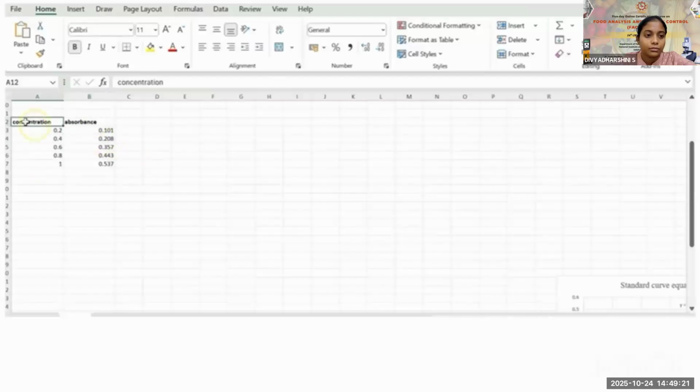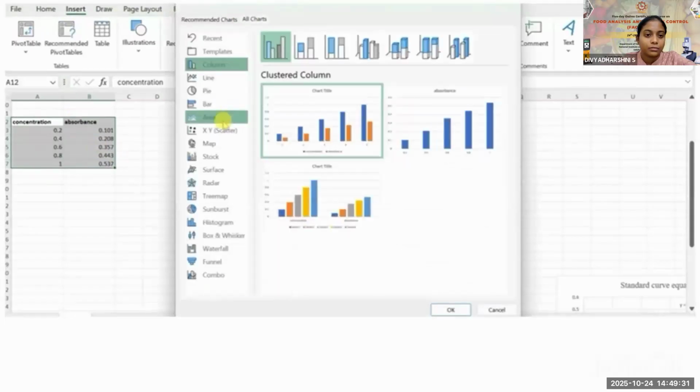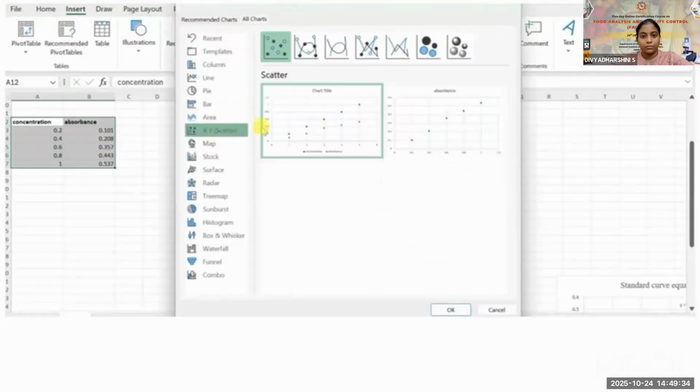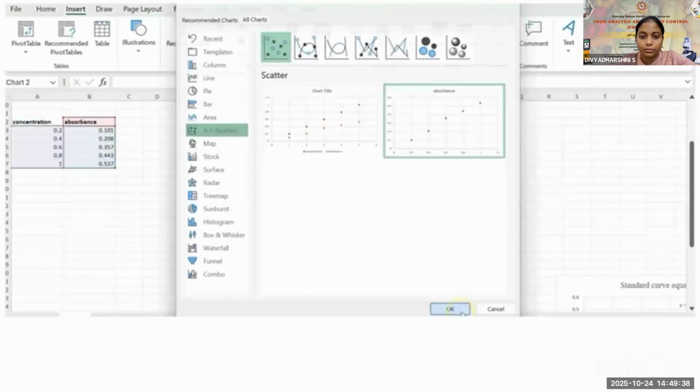For plotting the graph, we are going to copy all the data and go to the insert section, where we can see our recommended charts. Click inside and go to all charts. We can see XY scatter plot. Use the second one. This will go for our standard equation. Then click insert.